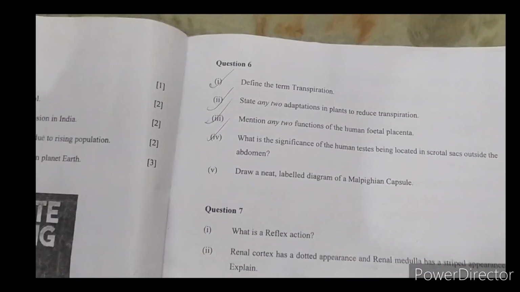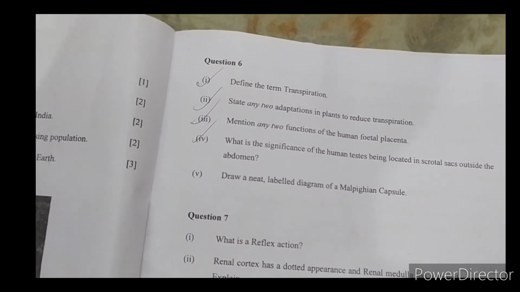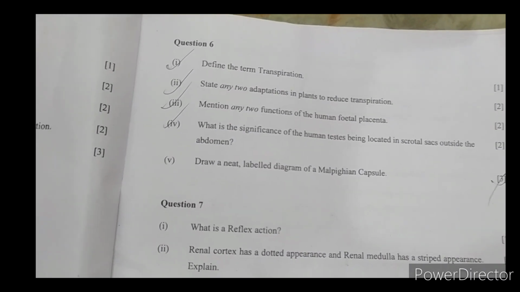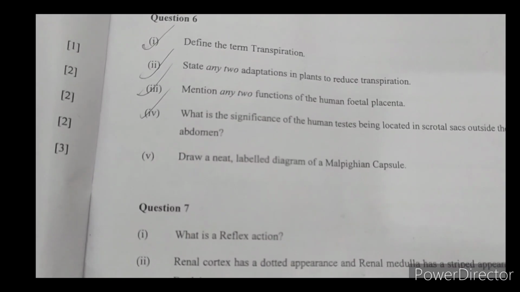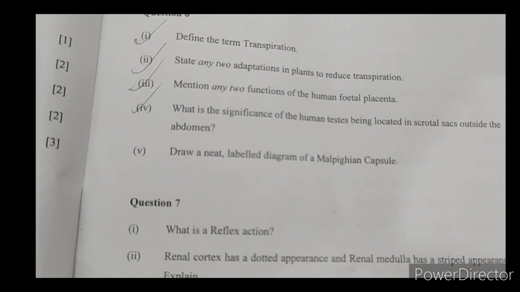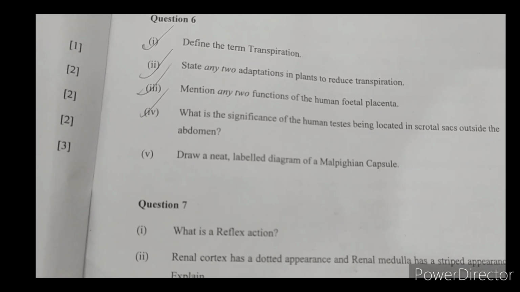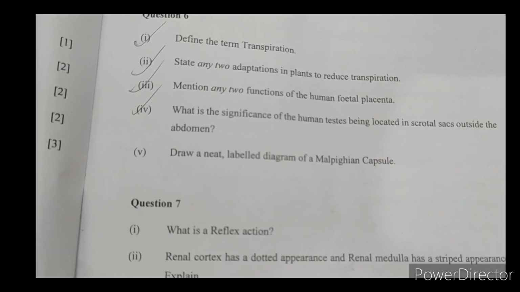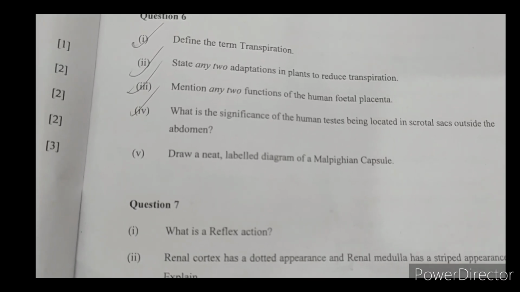Next we come to question number 6. Define the term transpiration: loss of water in the form of water vapor from the aerial parts of the plant, that will be leaves and green stems. State 1, 2 adaptations to reduce transpiration. You can write any 2: sunken stomata, fewer stomata, or reduced leaf surface, that is transformation of leaves into spines in desert areas.